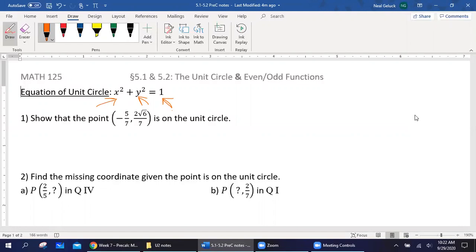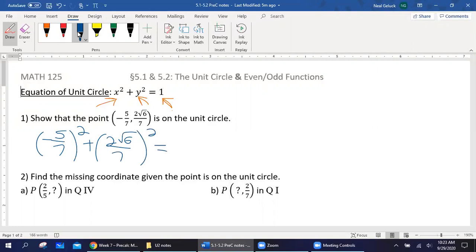And so on number 1, we're just going to show that this point is on the unit circle. We've been discussing points like 1/2, root 3 over 2, and all that kind of stuff, but there are other points. There's infinitely many points on it. So to show this, I'm just going to plug the x and y into the equation, and it should equal 1. So I'd have negative 5/7 squared plus 2 root 6 over 7 squared.